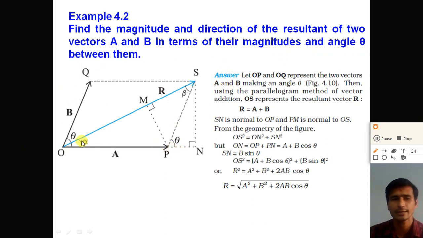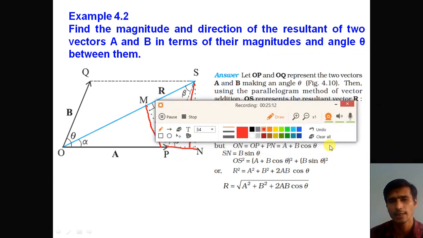According to the parallelogram method, if you complete the parallelogram OQSP, we get OS as the resultant vector. The diagonal drawn from the common point gives the resultant vector, right? So we need to find the magnitude of this resultant vector. Resultant vector R is equal to vector A plus vector B. Now SN is normal to OP and PM is normal to OS. Draw these two normal lines.